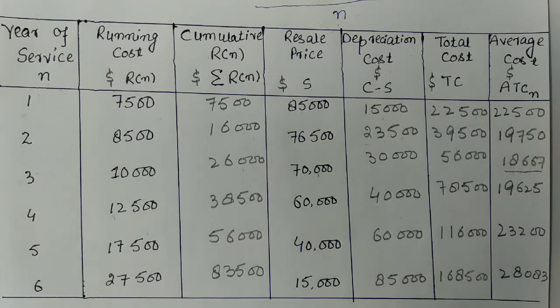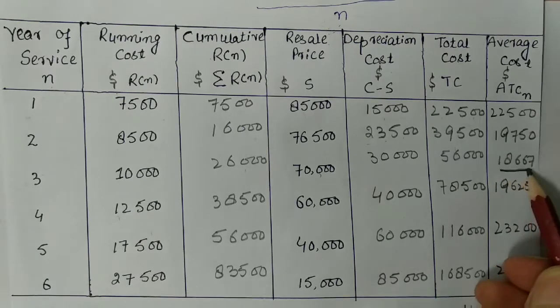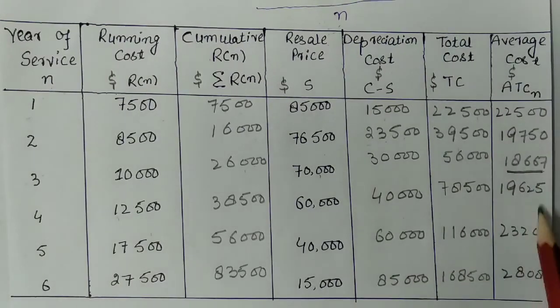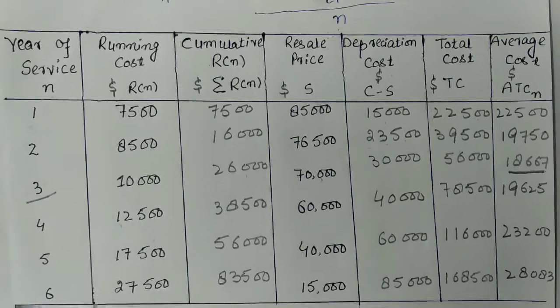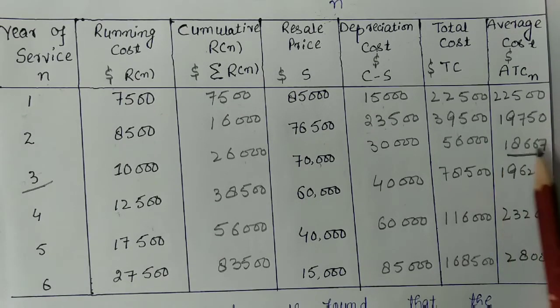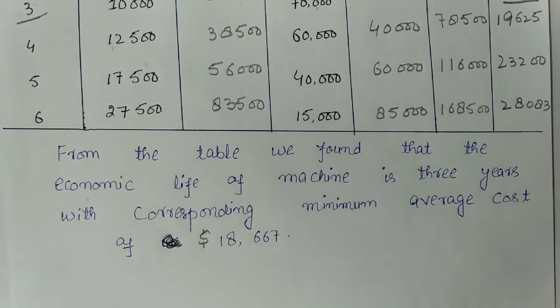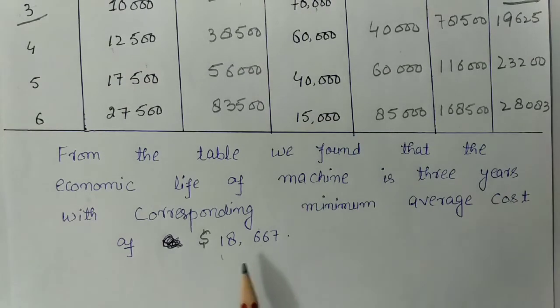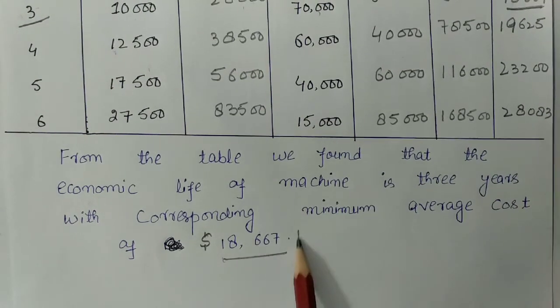The most economic life of the machine will be the year of service corresponding to the lowest average cost. Here the lowest average cost is 18,667, and the corresponding year is 3 years. It means that the economic life of the machine is 3 years with a corresponding minimum average cost of $18,667. So, from the table, we found that the economic life of the machine is 3 years with a corresponding minimum average cost of $18,667. Okay, this was our first part.